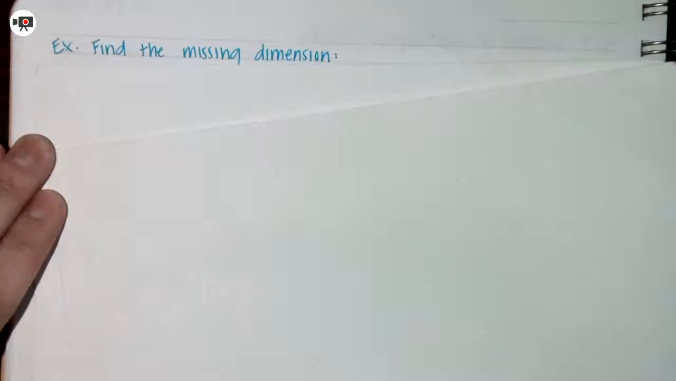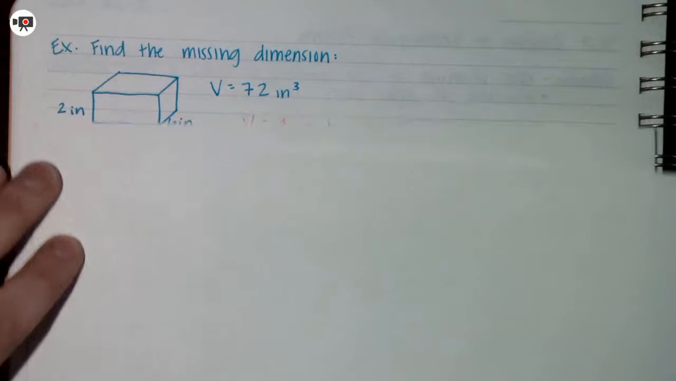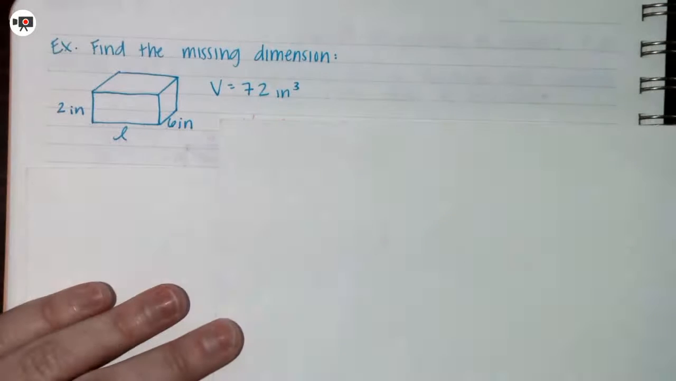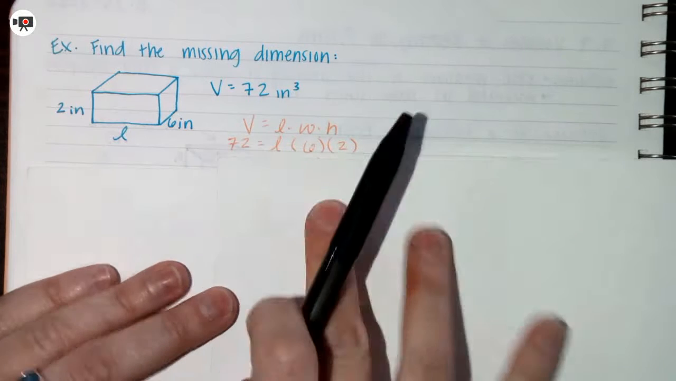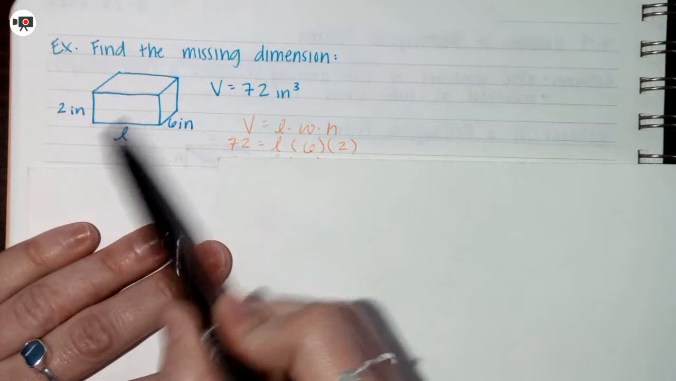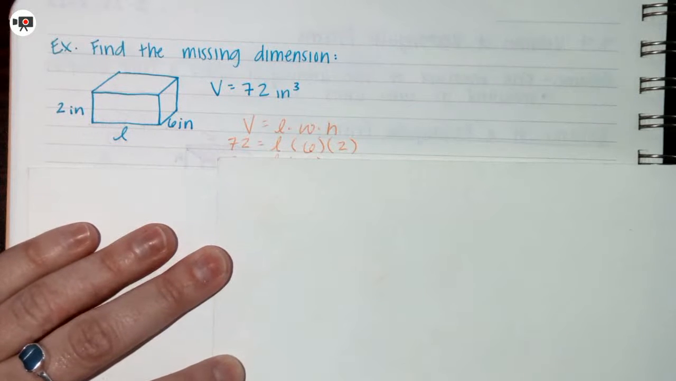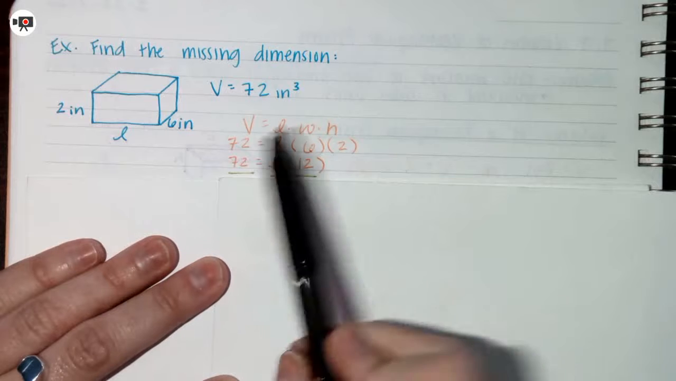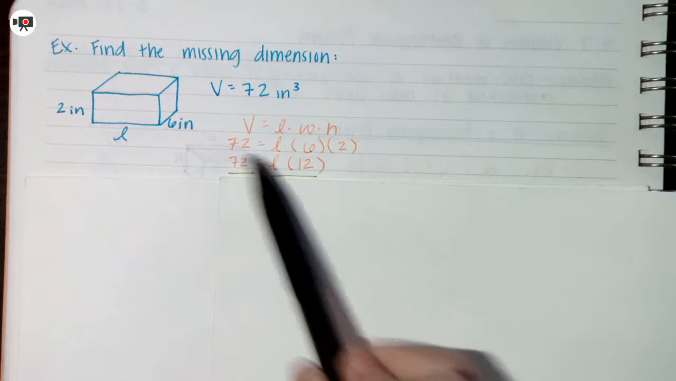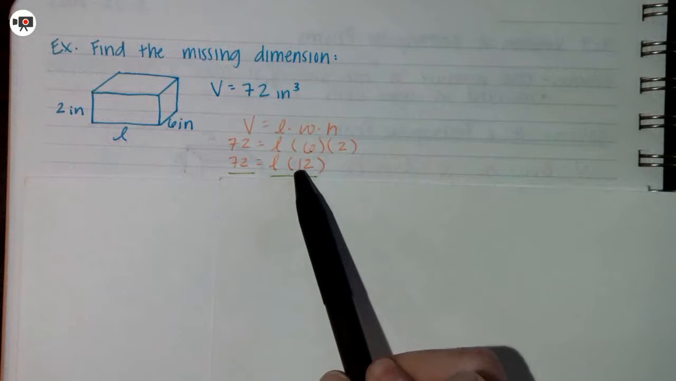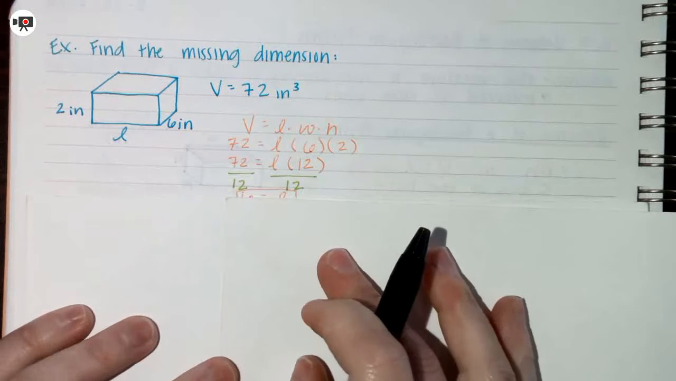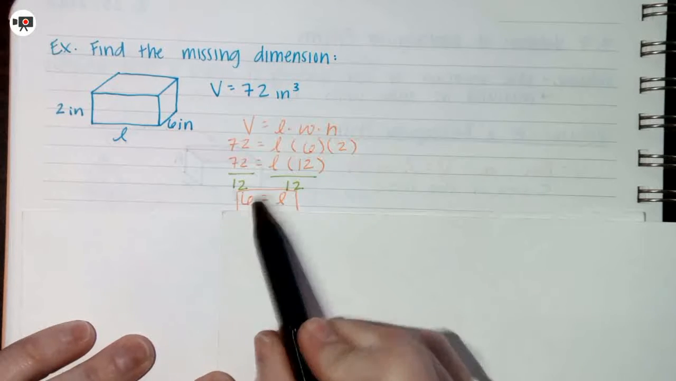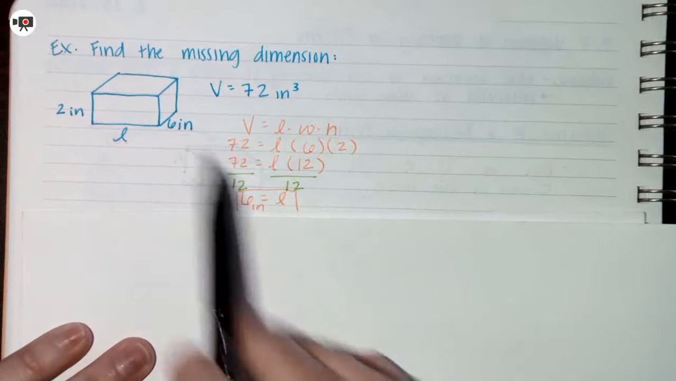Now we're going to find the missing dimension. So here I'm given a couple side lengths and the volume. So using my formula, plug in the information I know, and I'm going to be looking for what is the length, what is L. So I'm going to simplify, and 72 equals L times 12. Now this 12 is being multiplied by L, and so to undo the multiplication, I'm going to divide each side by 12, and 72 divided by 12 is 6. And my units are inches, so it is 6 inches.